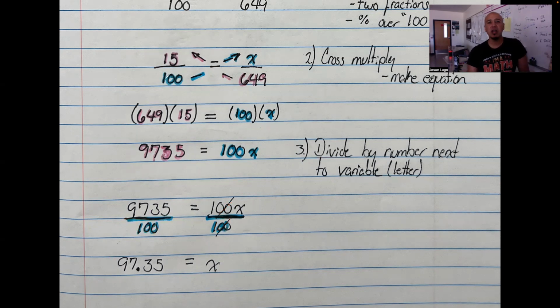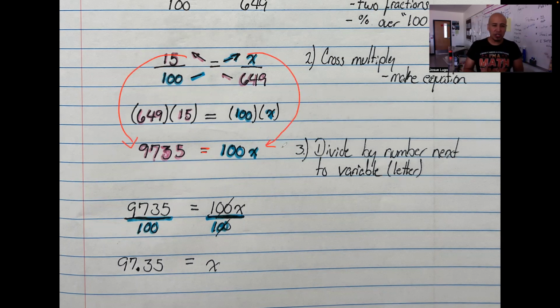So once again, number one, we set up our ratio. We put 15 over 100, and we were given the whole, so I put that on the denominator. We're looking for the part. I then cross multiplied. I had 15 times 649, which gave me 9,735. So that goes on this side. And then we had 100 times x, which gave me 100x.